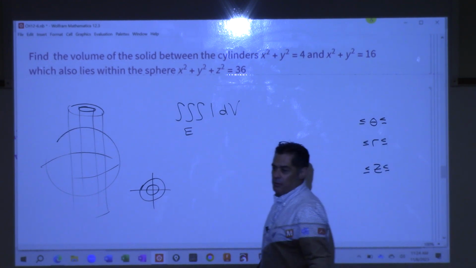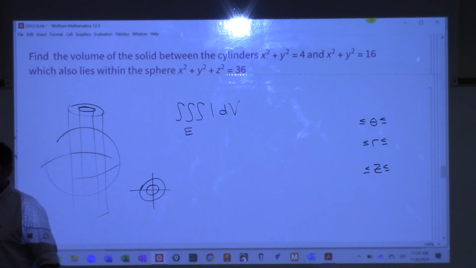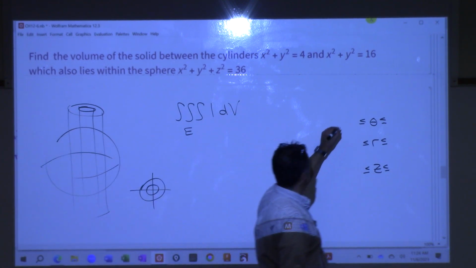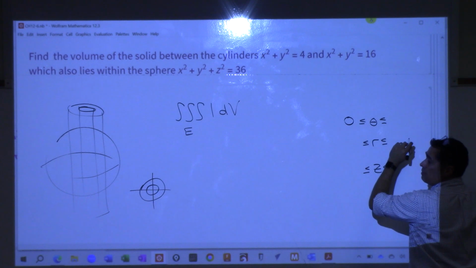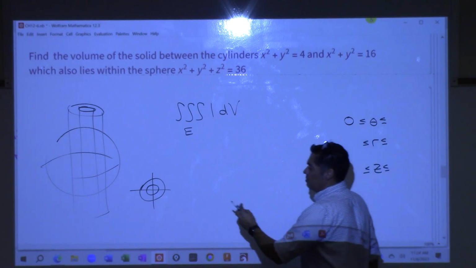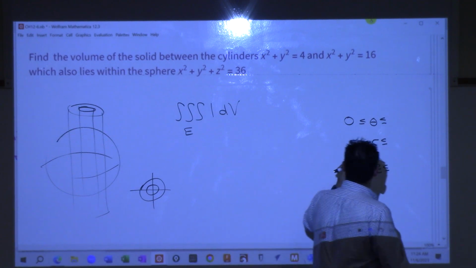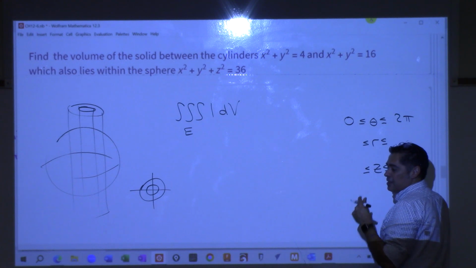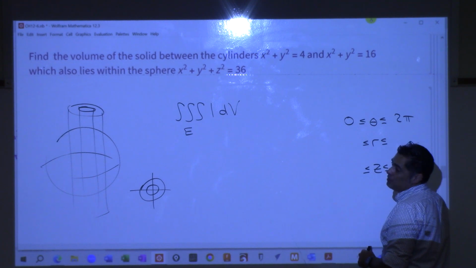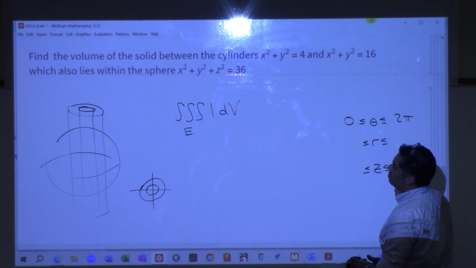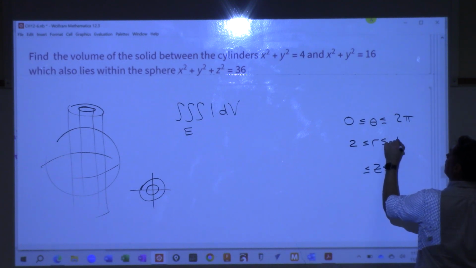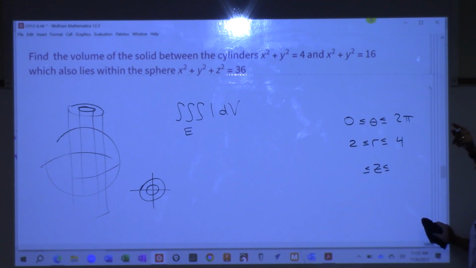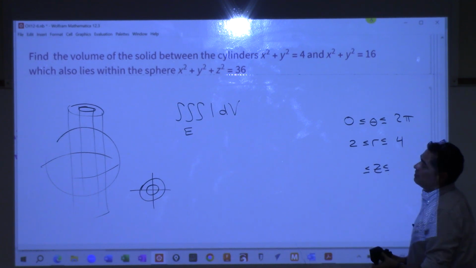All right, let's go around the room. We'll have fun today. This table first. Theta? 0 to where? Your angle. 2 pi, okay. All right, we're going to keep going. R? 2 to 4. Good, everyone? Z? What are you thinking for Z?